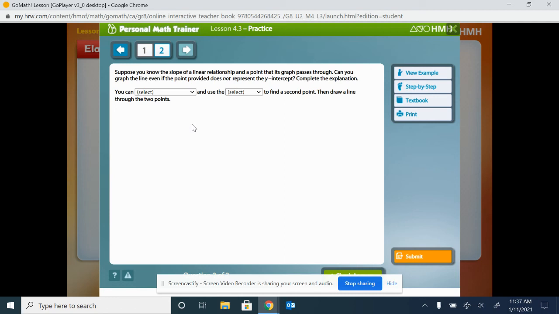Suppose you know the slope of a linear relationship and a point that its graph passes through. Can you graph the line even if the point provided does not represent the y-intercept? Complete the explanation. You can plot the point and use the slope to find a second point, then draw a line through the 2 points. Yes, because you plot the points, and then from that point, you can either rise or run or whatever you need to do, okay? So I think it's that one.